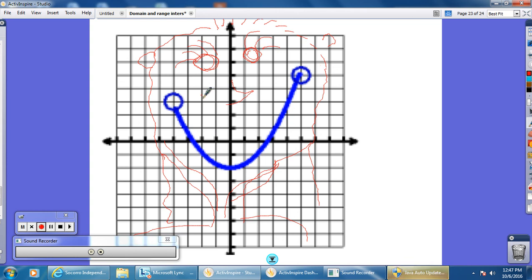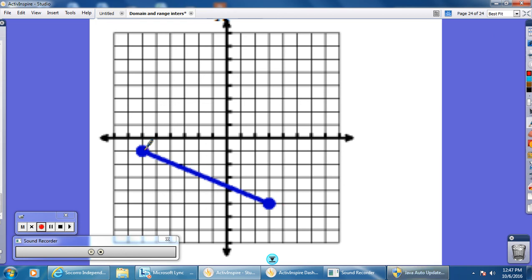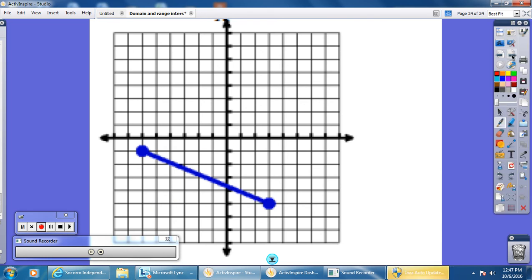Okay, so again, you're going to tell me the domain is between this and this, nothing included. The range is between this and this, nothing included. Same thing, guys, you got this. Domain and range is a lot of work for you. Between this and this, range, this and this, inclusive, both solid circles.